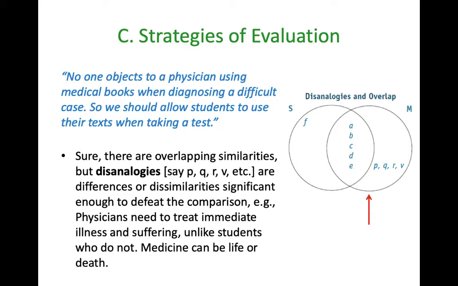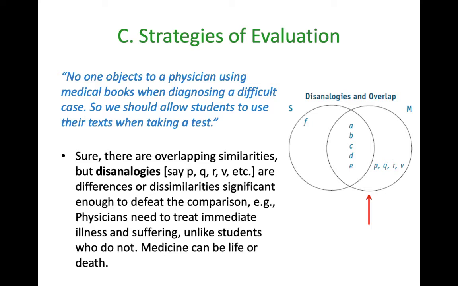No one objects to a physician using medical books when diagnosing a difficult case. So, we should allow students to use their texts when taking a test, right? Okay, there are overlapping similarities here. On the diagram, we've got S and M being compared. A, B, C, D, and E are the similarities, the properties in common.